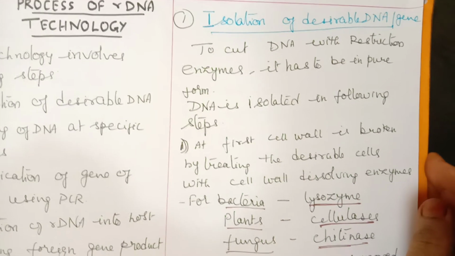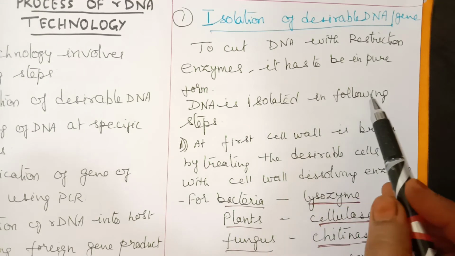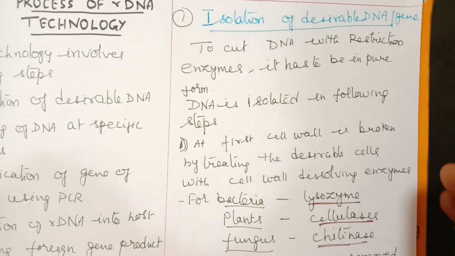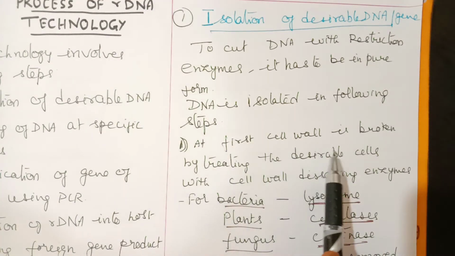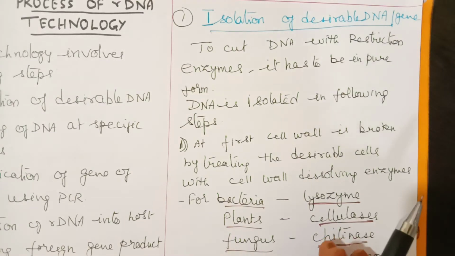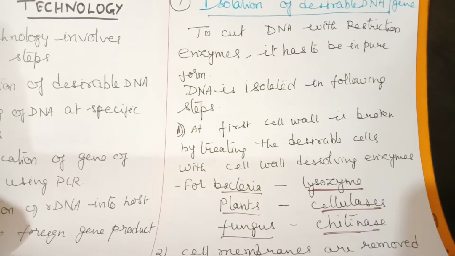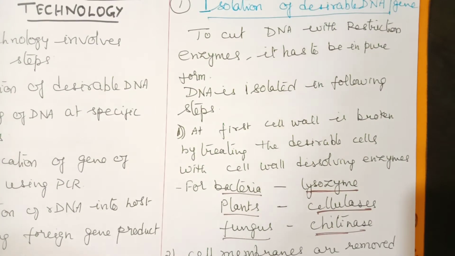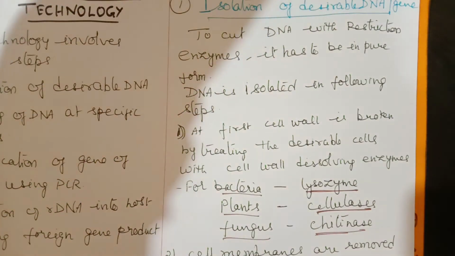Now, to cut the DNA with restriction enzyme, it has to be first obtained in a pure form. So, to obtain DNA in a pure form, it is isolated in different steps. So, first step is to remove the cell wall. Cell wall should be removed. That is the first step.